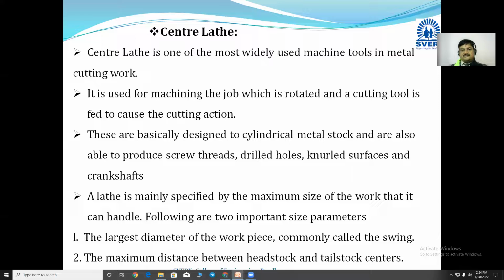Now, here the second point is going to be clear. The job is rotating. The workpiece ला दुसरं नाव आहे job. Job is rotating and cutting tool is fed to it. And these are basically designed for the cylindrical metal stock. म्हणजे सिलेंडरचा जसा शेप आहे मेटलचा, सर्क्युलर जो शेप आहे त्या सर्क्युलर शेपच्या मेटल मधनं जॉब तयार करण्यासाठी ही जी लेथ मशीन आहे ही वापरली जाते.